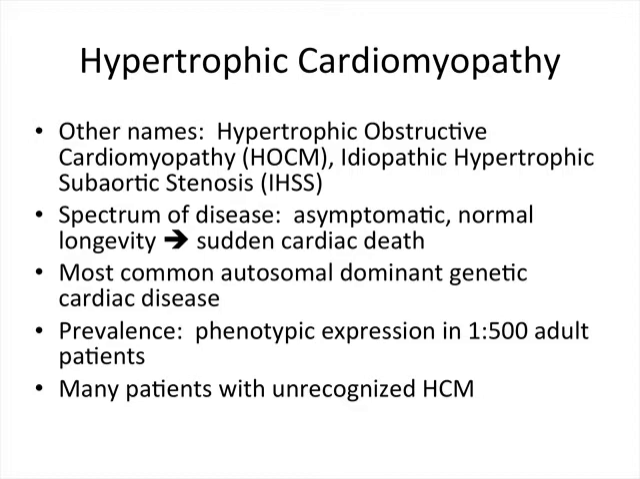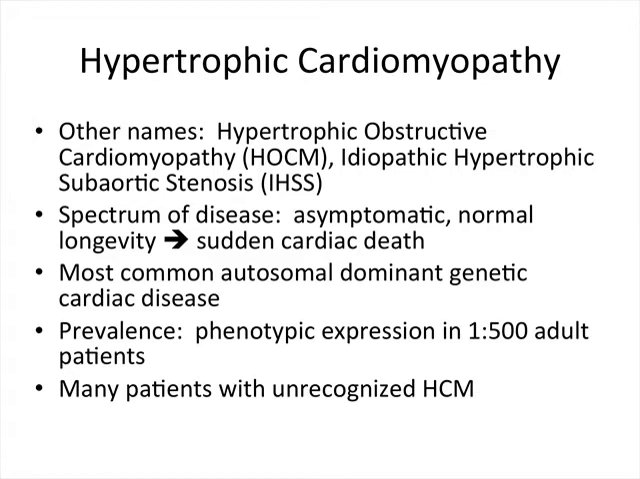Hypertrophic cardiomyopathy is the preferred name of this disease as it describes the features of the disease. It is important to understand that obstruction of the left ventricular outflow tract is not a mandatory feature and is dynamic in nature. Historically, this disease has also been known as hypertrophic obstructive cardiomyopathy, or HOCM, and idiopathic hypertrophic subaortic stenosis, or IHSS. There is marked heterogeneity of the clinical features of hypertrophic cardiomyopathy.